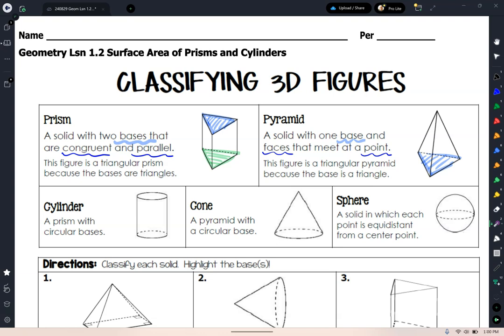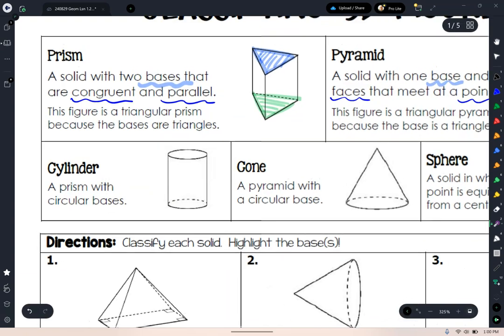Different shapes. Okay, now, a cylinder is just a prism with circular bases. Highlight the bases of the cylinder.